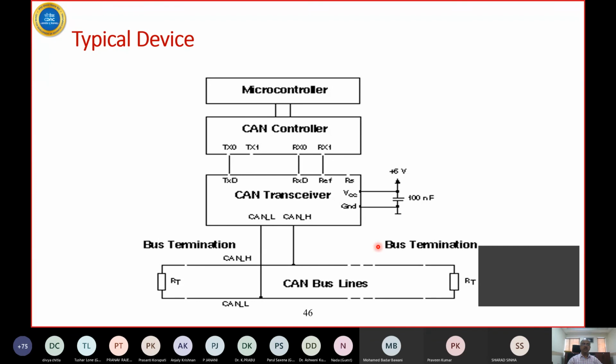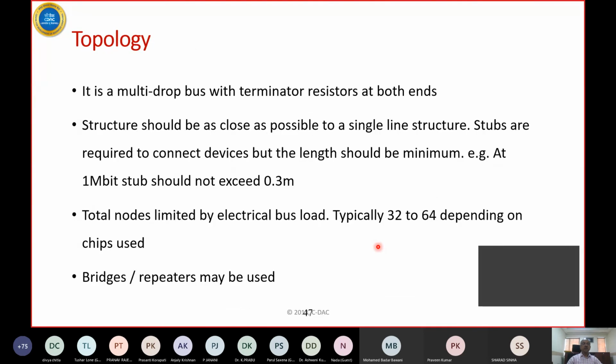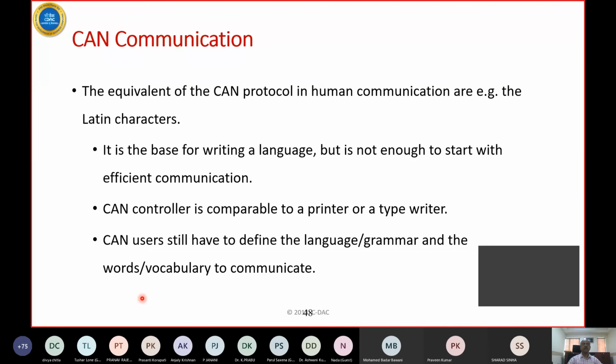But remember, you implement CAN bus for a given situation. It is not a generic thing where you take one node from one manufacturer, another from another, and just keep expanding the node or scaling up. It doesn't happen like that. So it's a multi-drop bus, with a topology with resistors at both ends, as I showed you, and the typical number is 32 to 64.